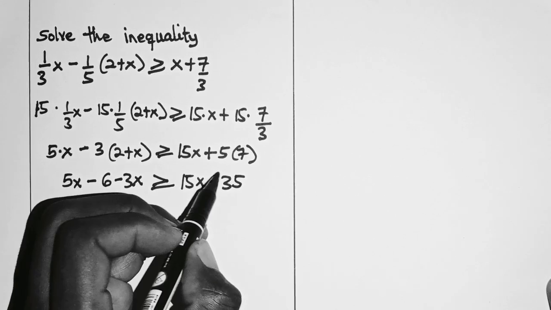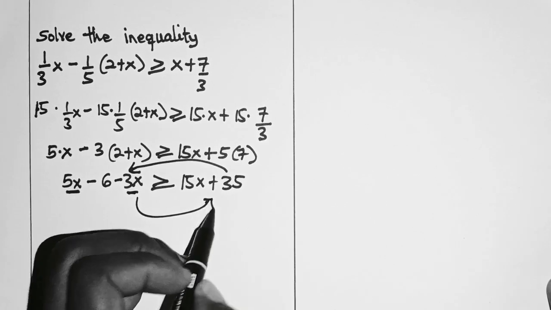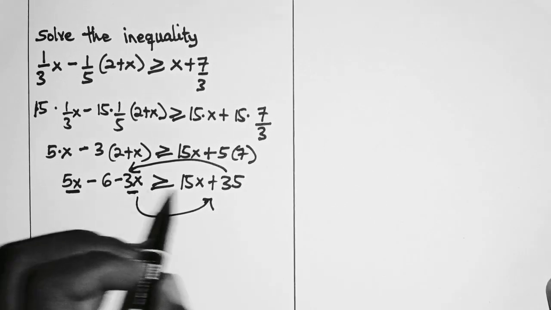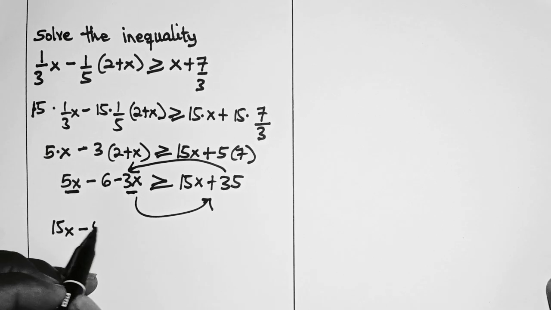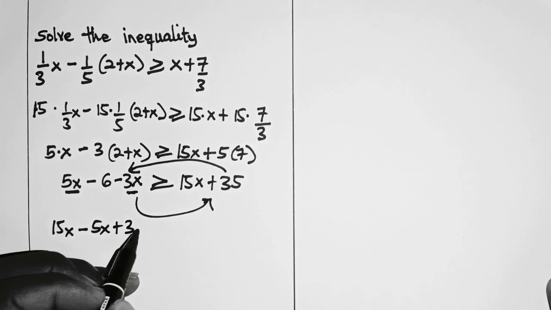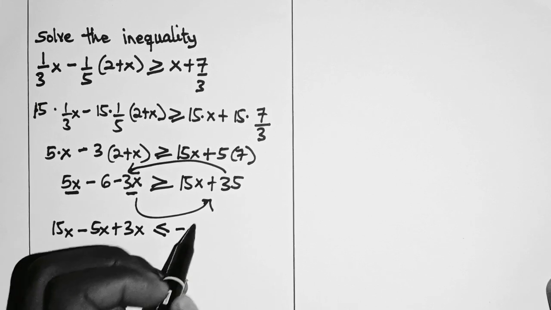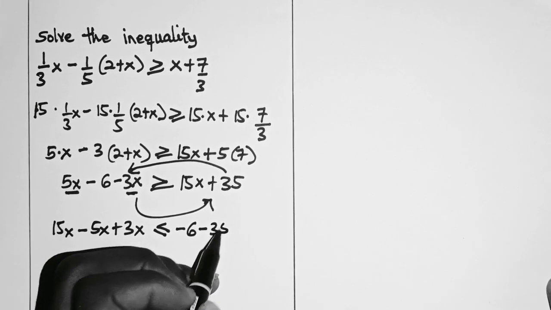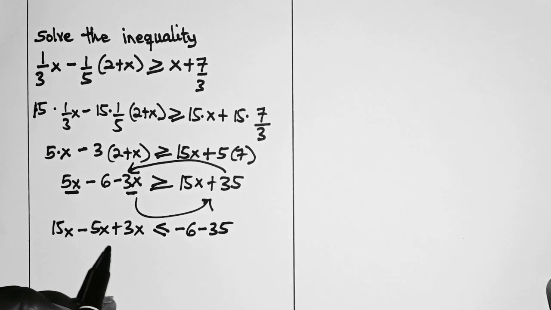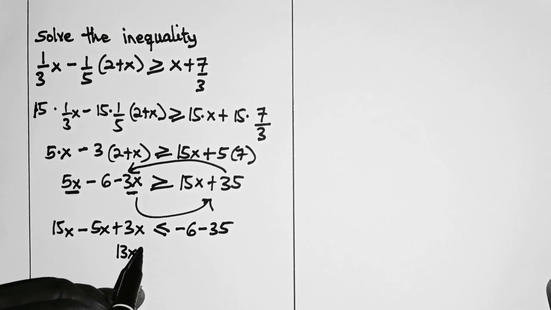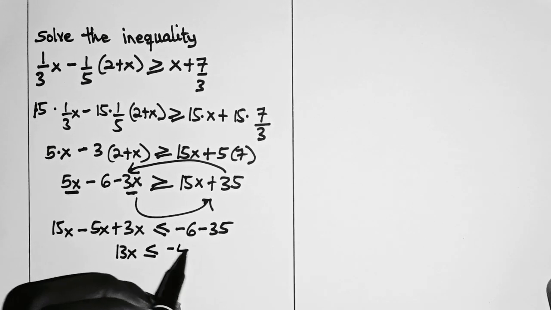So we'll take the 35 to this side. Then we'll bring 5x and minus 3x to this side. So it becomes 15x, then minus 5x plus 3x. Then this is less than or equal to minus 6 minus 35. So now 15x minus 5x is 10x plus 3x is 13x. So we have 13x less than or equal to minus 6 minus 35 is minus 41.